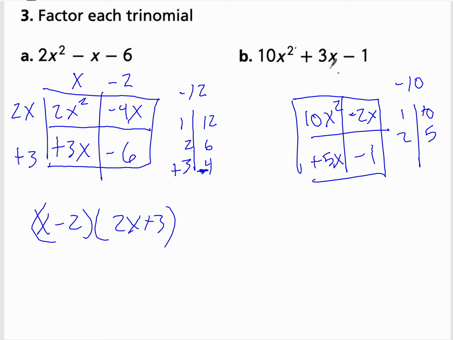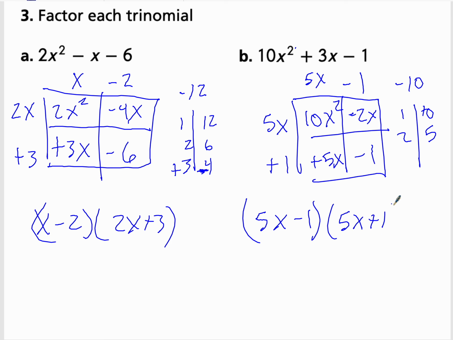Common factors of 10x squared and 5x would be 5x. Minus 2 and negative 1 would be minus 1. 10x squared minus 2x, that common factor would be 5x. And then positive 5x and a negative 1, it's just going to be a plus 1. So 5x minus 1 times 5x plus 1.